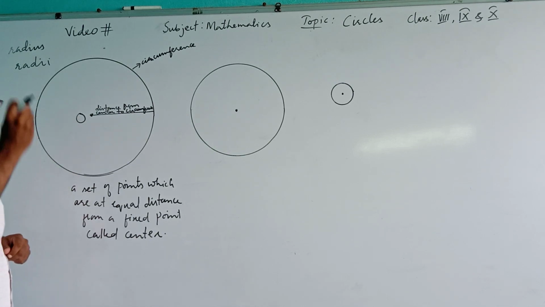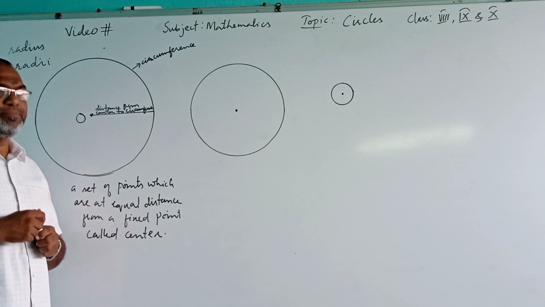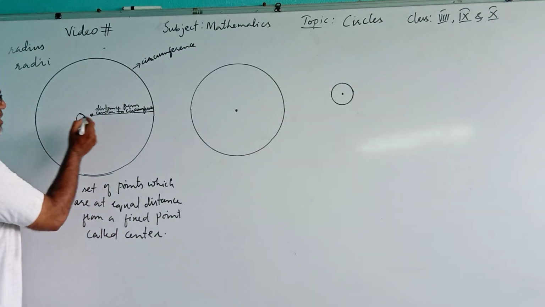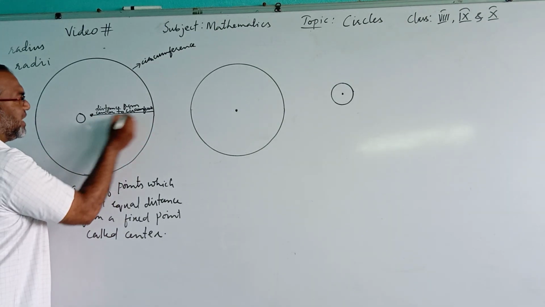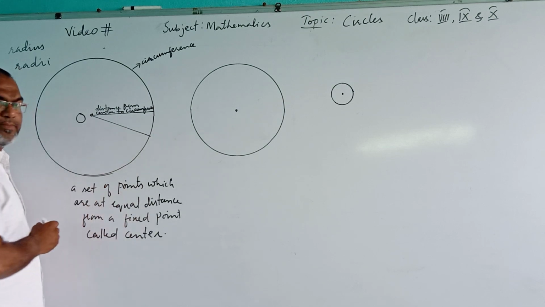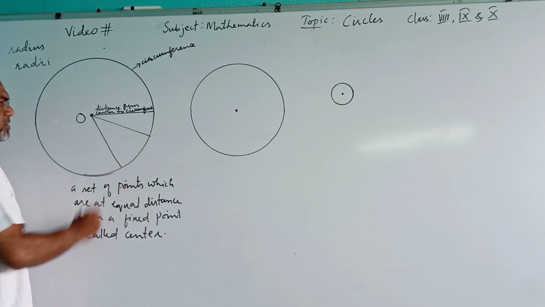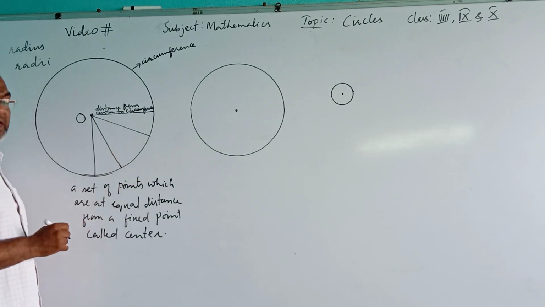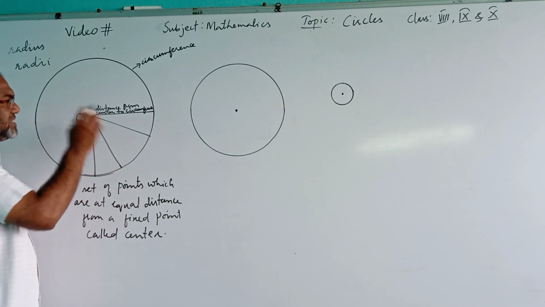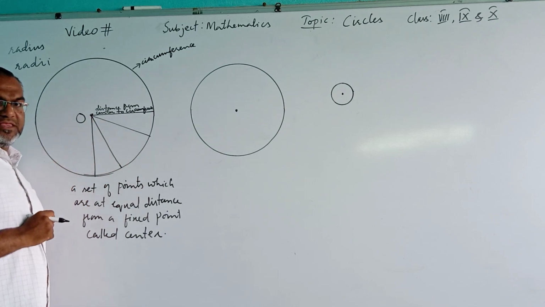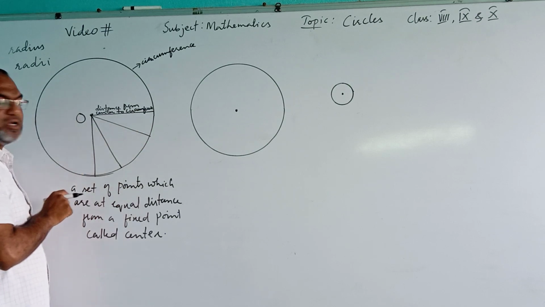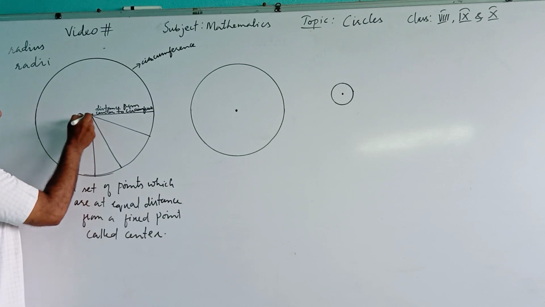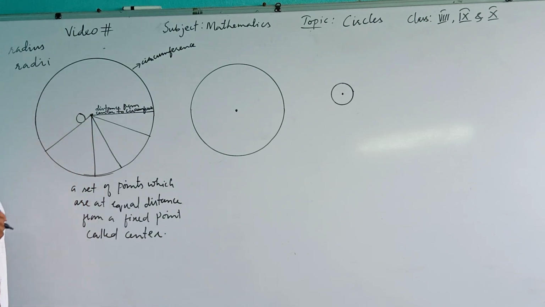Now question comes, this is a very common question that may come in exam. How many radii can be drawn in a circle? I have already drawn one radius. This is one radius. I can draw one more, or I can draw one more, or I can draw this. And one more important thing, all radii in a circle are equal in length. If this radius is 2 centimeter, this will also be 2 centimeter, and so will this one, and this one.